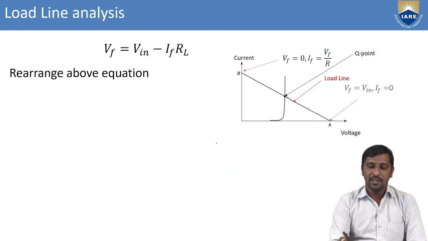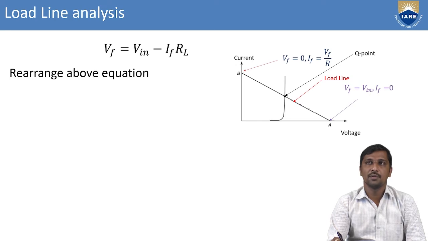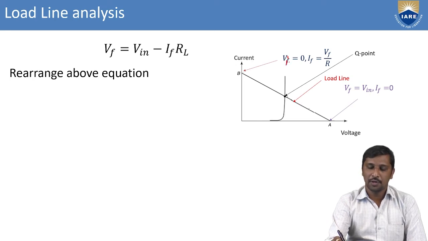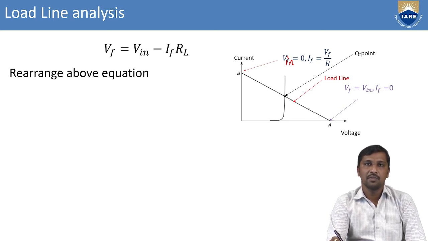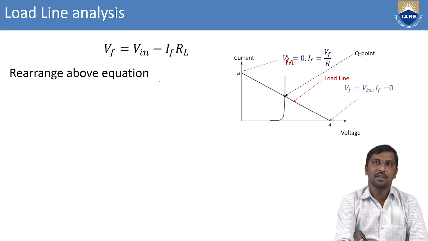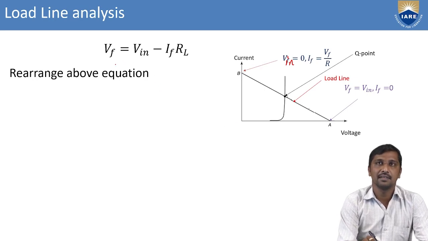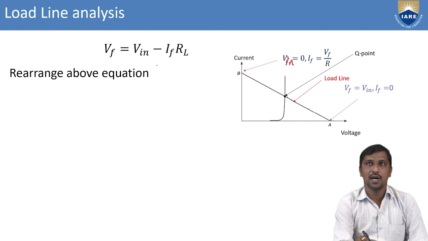So now we need to observe this slope. How are we going to do this? Mathematically, I'm going to show what the slope of this DC load line is. For this case, we have this equation, which we already observed. The diode forward voltage Vf is represented as Vin minus If into RL.